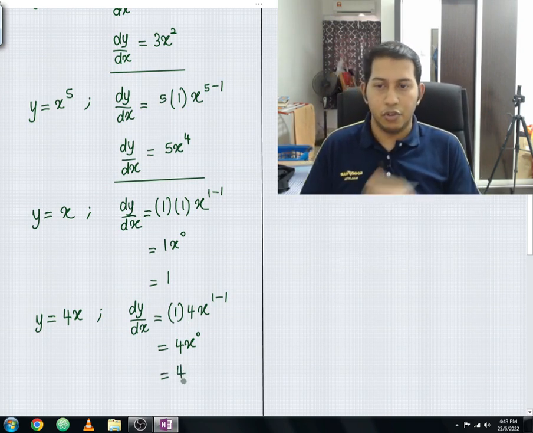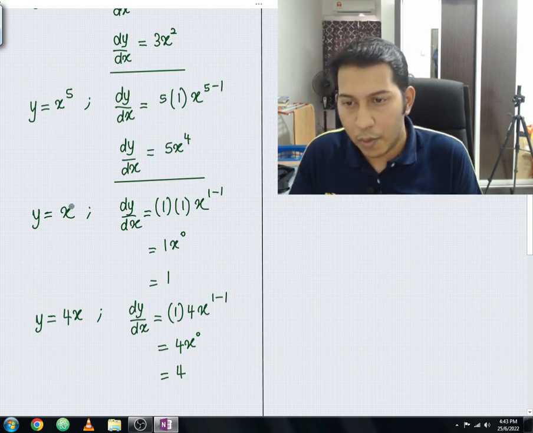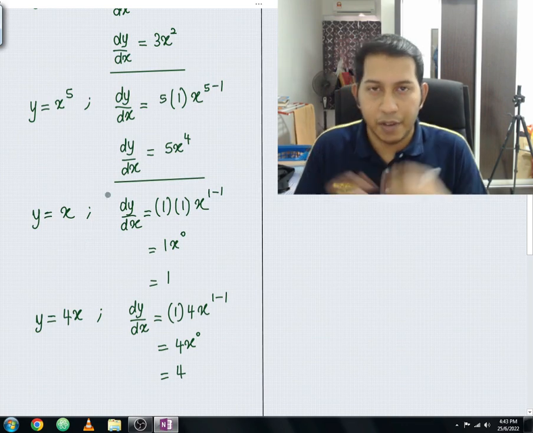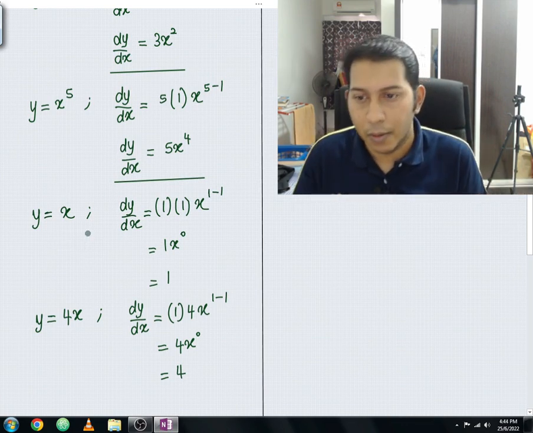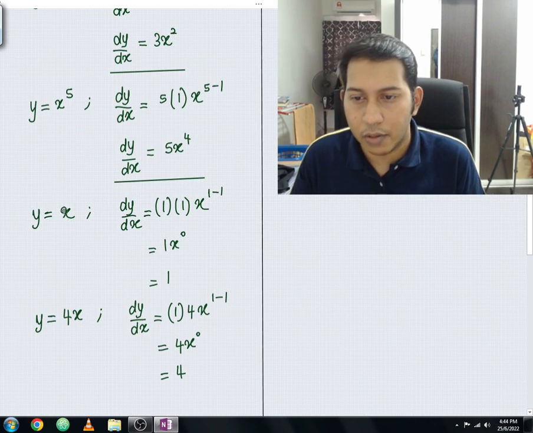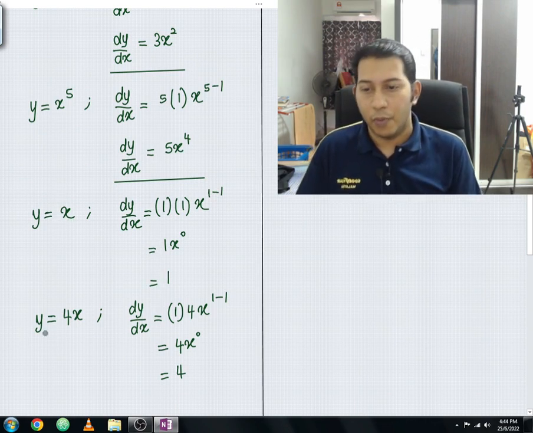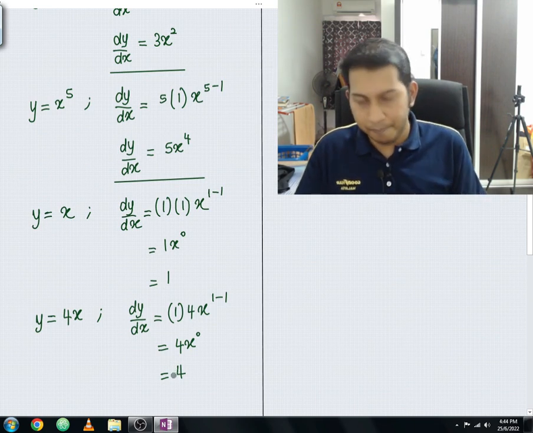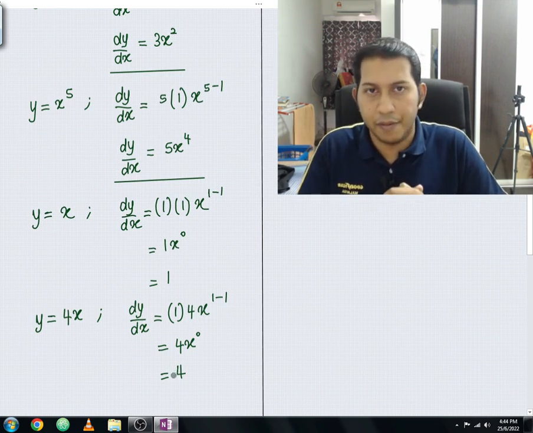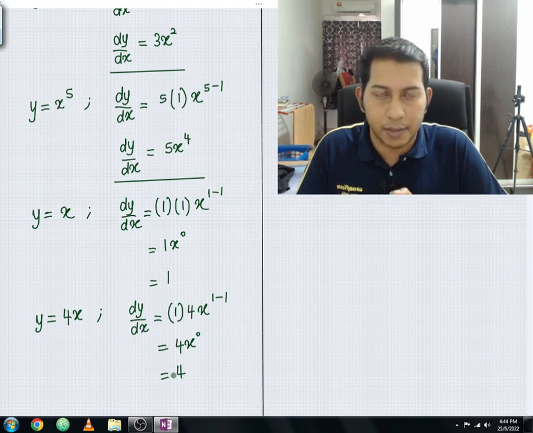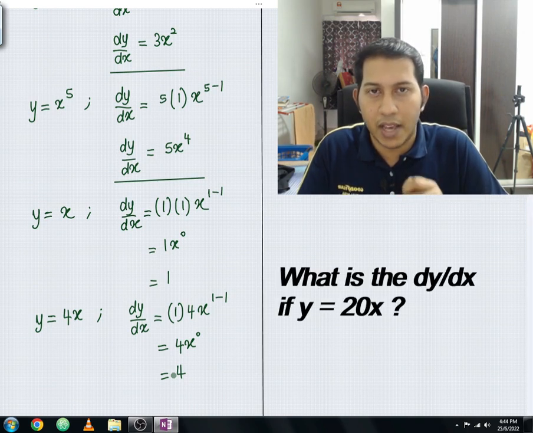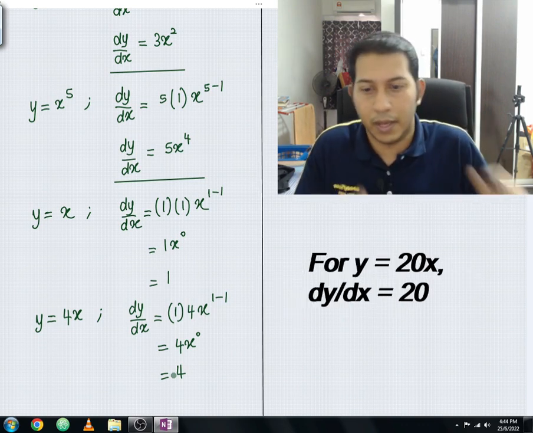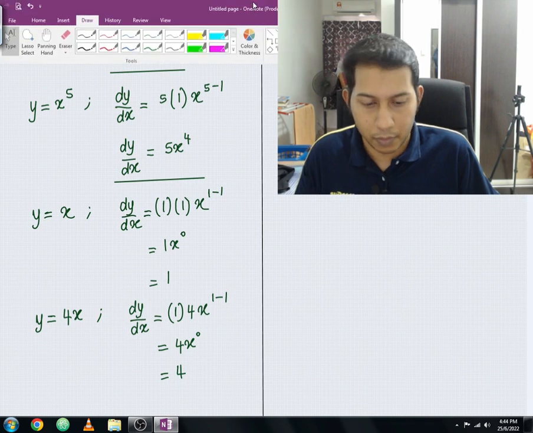So one thing you should know from here: whenever you have x to the power of 1, whenever the power is 1, when you differentiate it, you will get back a constant. Let's say y equals x. When you differentiate this, you get 1. When y equals 4x, you get dy dx equals 4. Let's say you have y equals 20x. When you differentiate y equals 20x, your dy dx will be equal to 20. Okay, so I hope I made this clear.